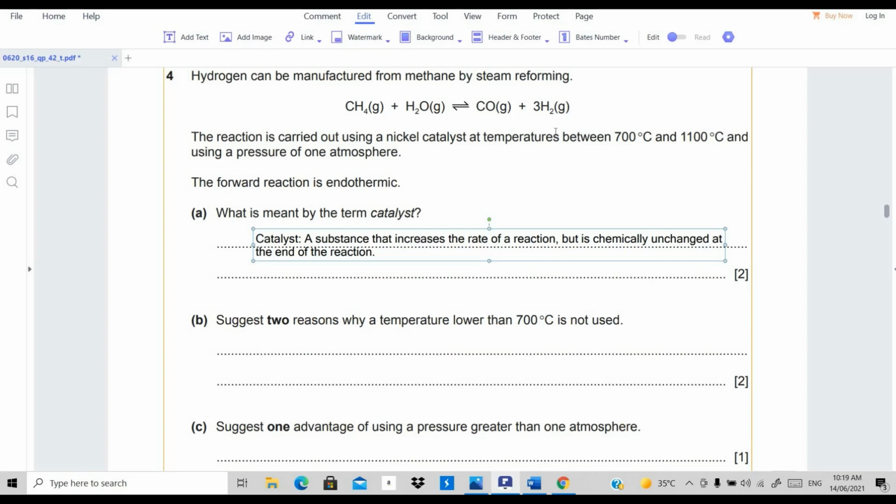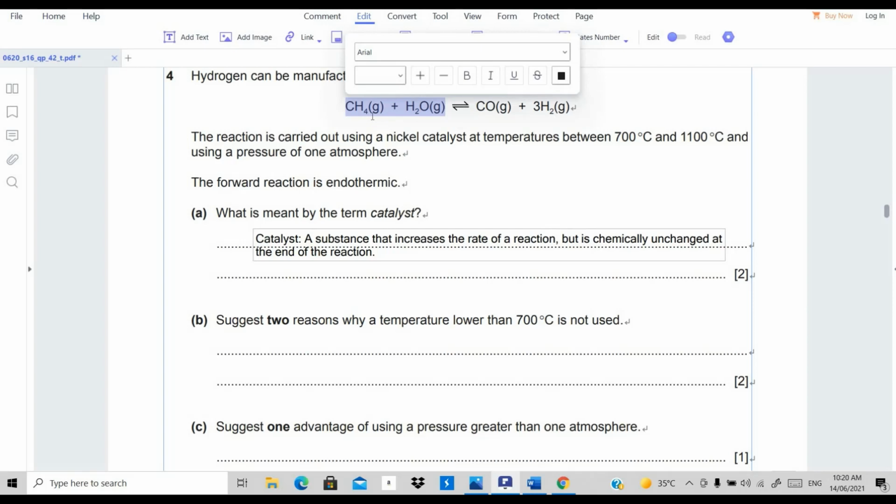But now what we are doing is decreasing the temperature. And what happens if we decrease the temperature? If we use a lower temperature than 700 Celsius, because 700 Celsius is the optimum temperature, the equilibrium will move to the exothermic side. What does this mean? It will move to the left side, the backward reaction, and the yield of methane and water will increase. And we don't want that. We want the yield of hydrogen to increase, but the yield of methane and water is increasing.